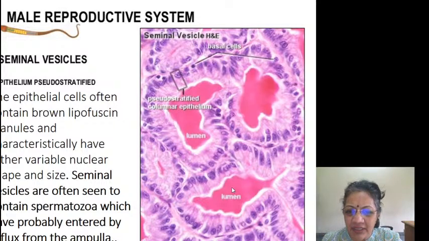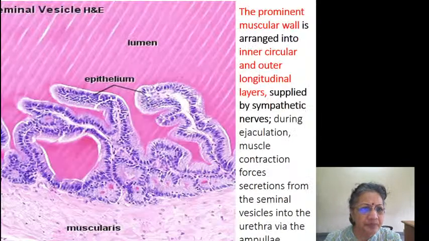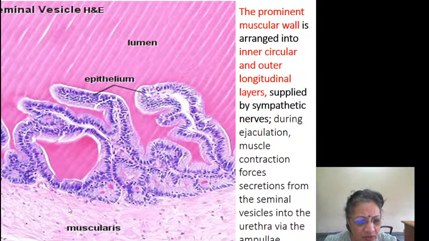So this here is basically the secretion of the seminal vesicle itself, with a simple or pseudostratified columnar epithelium, no cilia, nothing. It's a gland which takes these secretions and empties them, joining them to the ejaculatory duct. So this is what it looks like.